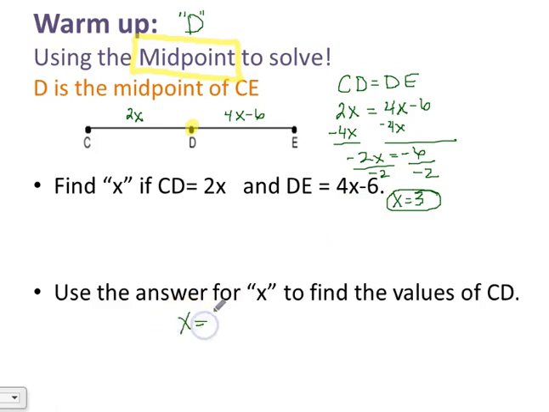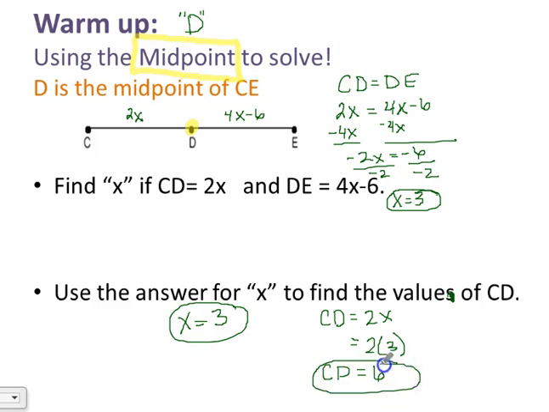We found the value of x, but it also asked us to find the value of CD. So remember, CD was represented by 2x. So all I'm going to do now is plug in my value of 3 in for x, and that gives me that length of CD. CD would equal 6. What would the length of DE have to equal? It would also have to equal 6, right? So if we plugged in the value on the other side, 4 times 3 is 12. 12 minus 6 is 6. So DE would also equal 6.